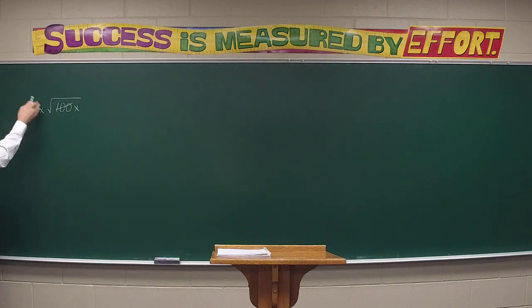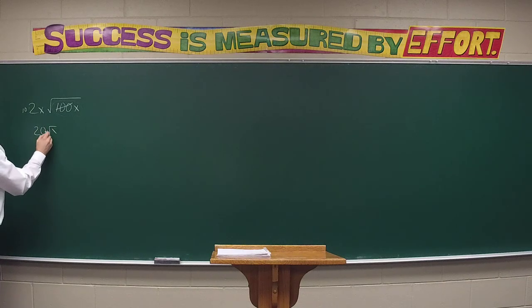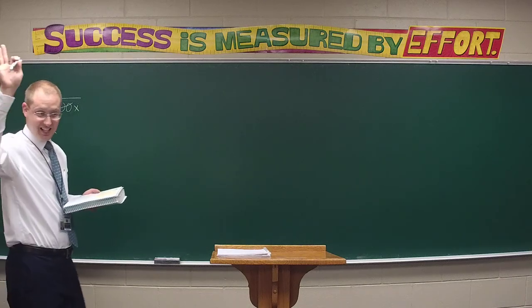So we get a 10 multiplied by the 2x that's out here to get a final answer of 20x times the square root of x. 20x times the square root of x is correct. How many have that for number 18?